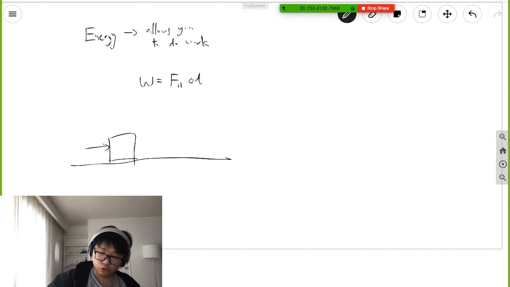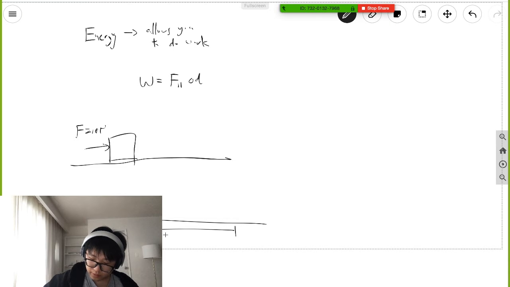Yeah, and so if I push this with a force of 10 Newtons, and then this box traveled, let's say 5 meters, and that whole time you were applying force. So you have to be applying force the whole time. So you're still applying a force of 10 Newtons. Then we can calculate the work being done in this scenario.